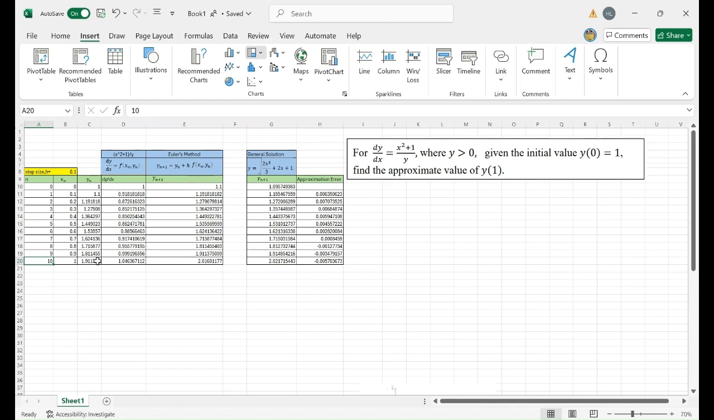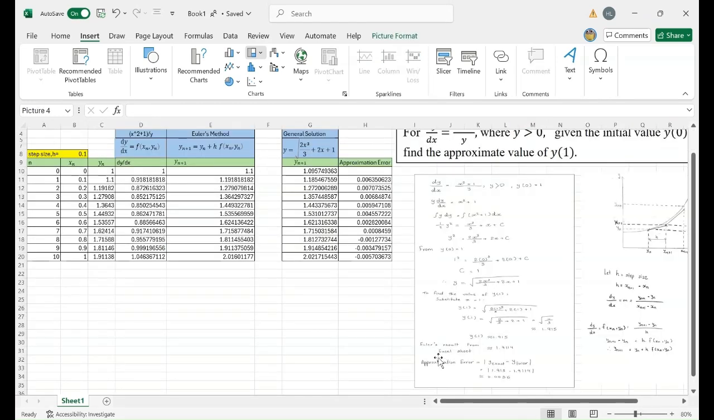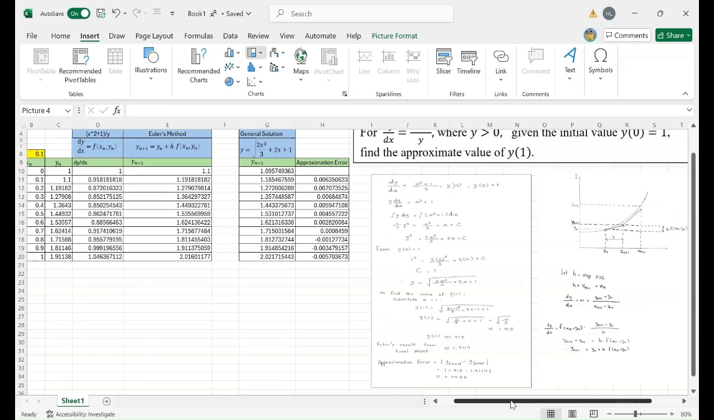At each step, I substitute the correct x and y values into the Euler formula yn plus 1 equals yn plus h times f of xn comma yn, where I replace f of x comma y with dy by dx. After completing all 10 steps, I found the final approximation value of y at x equals 1, which is about 1.91137.